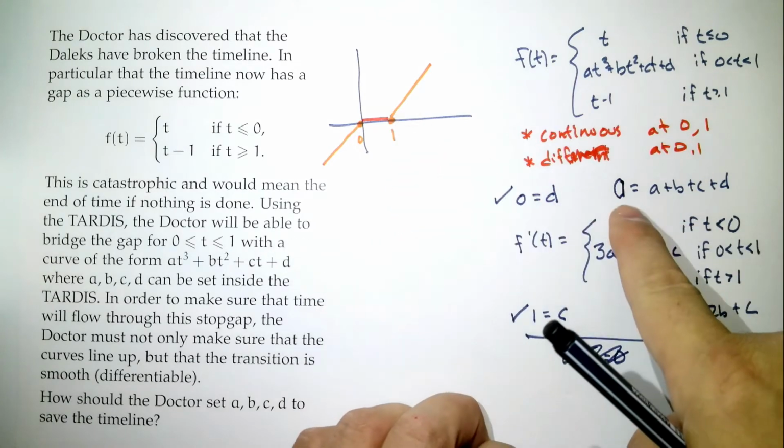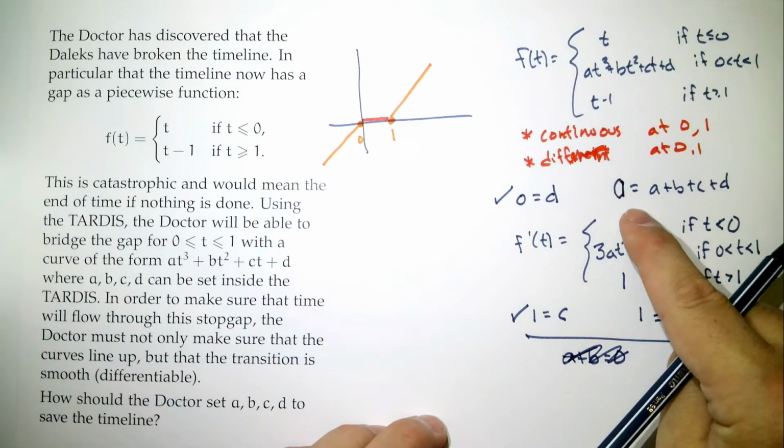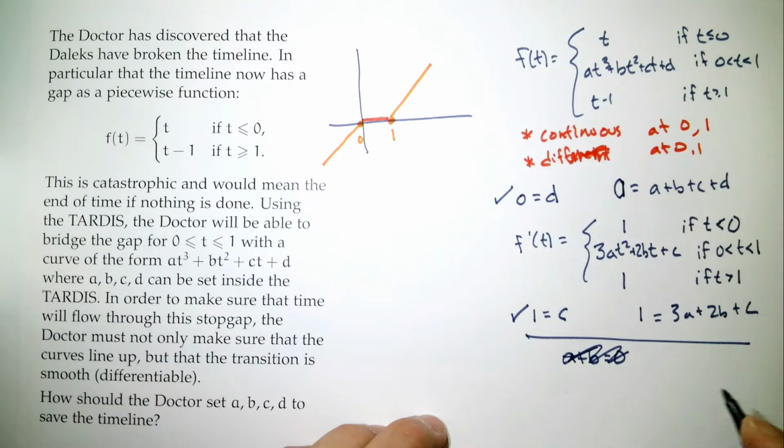Because 0 is the value of the function when I plug in t equals 1. Okay, so 0 equals a plus b plus 1 plus d. So a plus b had better equal negative 1. All right. In here, 3a plus 2b plus 1 has to equal 1. So 3a plus 2b had better equal 0. All right. 2 equations, 2 unknowns, and that's the right number of equations and right number of unknowns.